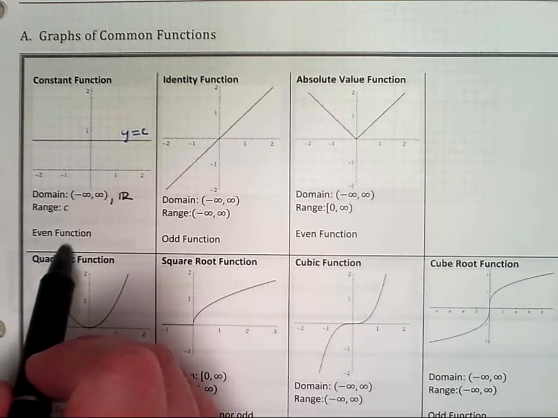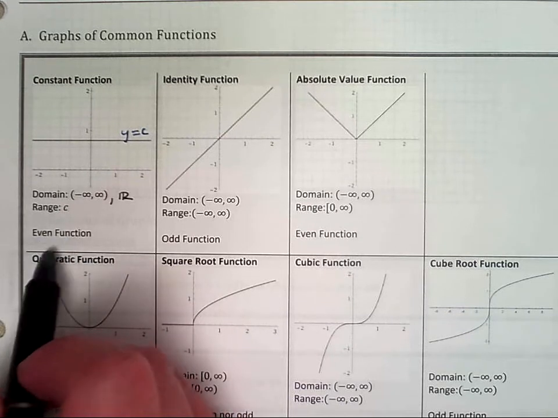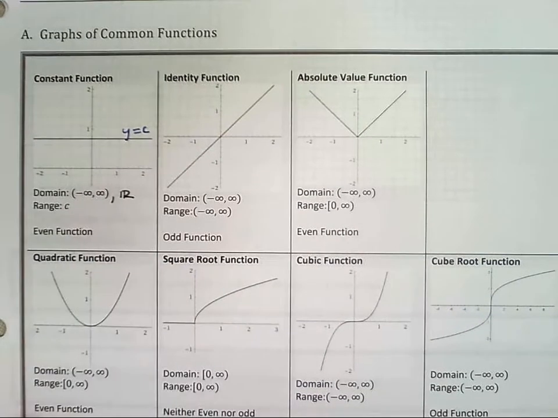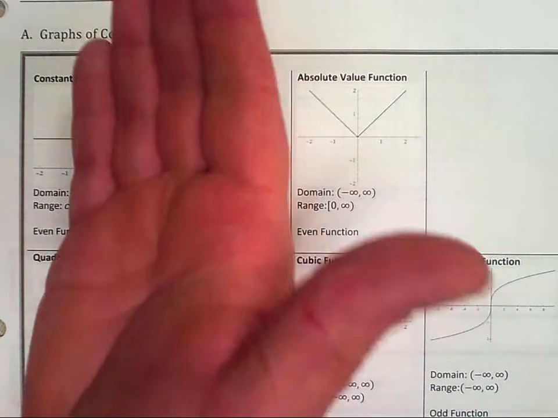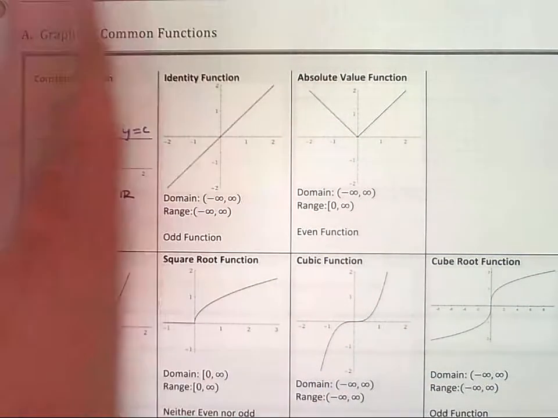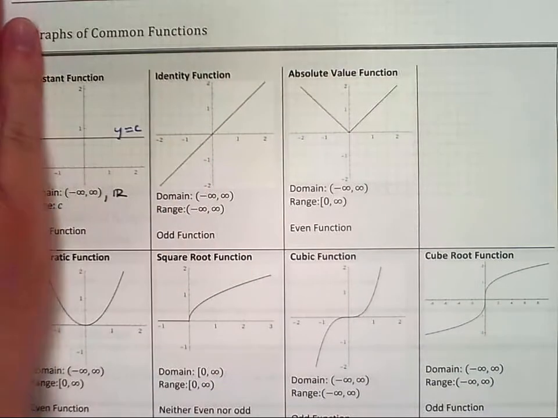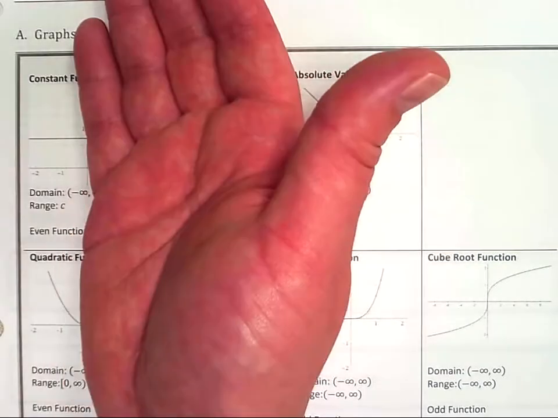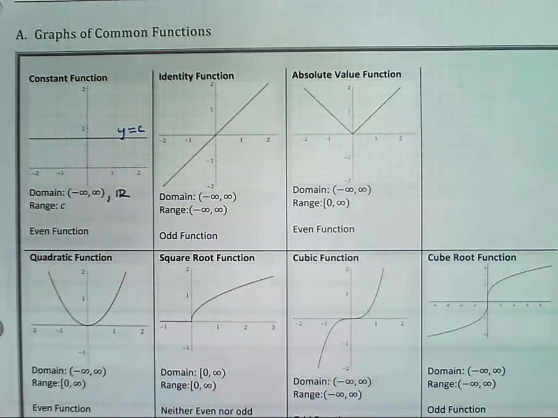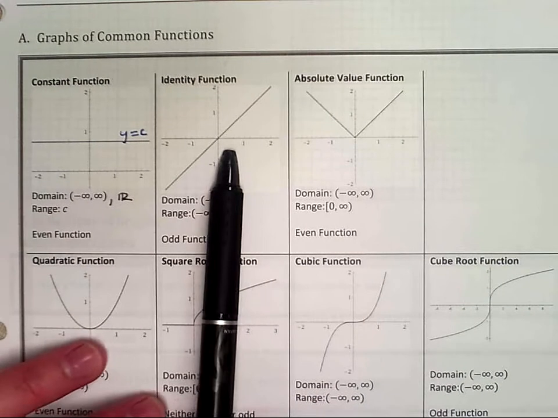And then we've already talked about even and odd functions. So an even function, so we're bringing a lot together in this section, right? An even function is mirrored over the y-axis. So whatever's on this side is exactly the same as what's on this side. So it's an even function. Okay? The next one is the identity function.